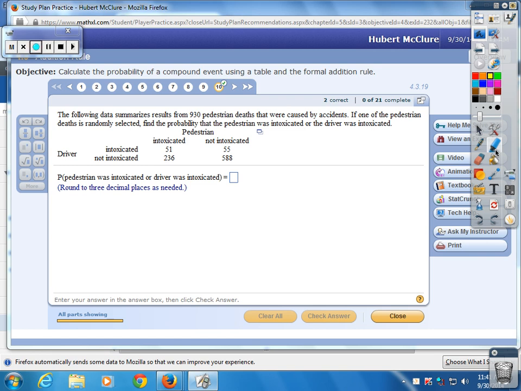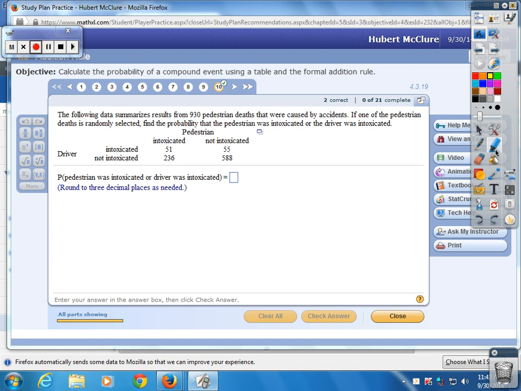And they want to know, if you reach in there, what is the probability of you picking a pedestrian was intoxicated or the driver was intoxicated? Can you imagine if the pedestrian is intoxicated and the driver is intoxicated? That is not a good scenario. Usually when the driver's intoxicated and the person's sober, the sober person gets hurt worse than the intoxicated person.